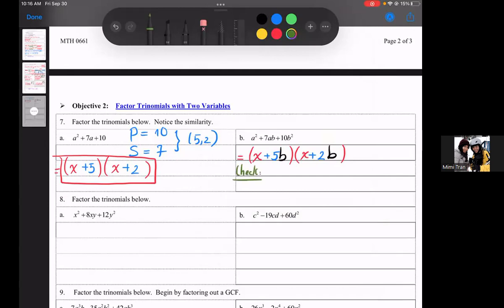So let's check. X times X is X squared. X times 2B is what? 2BX. Oh, I'm sorry, it's not X, it's A, my bad. It's A, sorry. Over here is A as well. Well, nobody say anything. It's just a letter, it's just a change. It's annoying. All right, 2AB, right? 2AB.